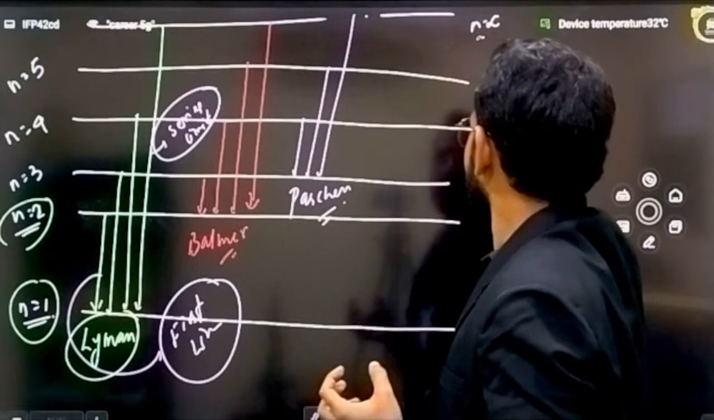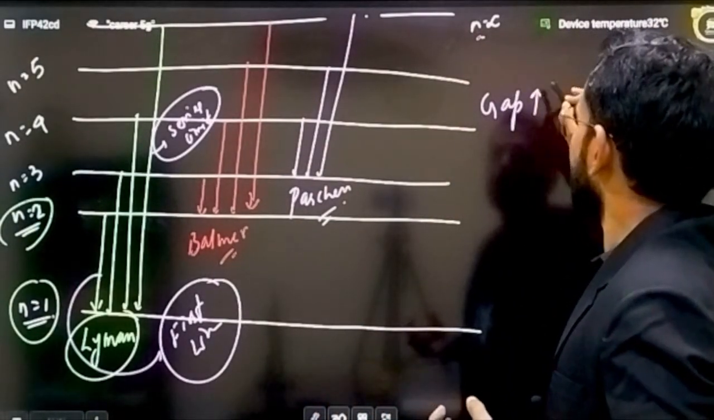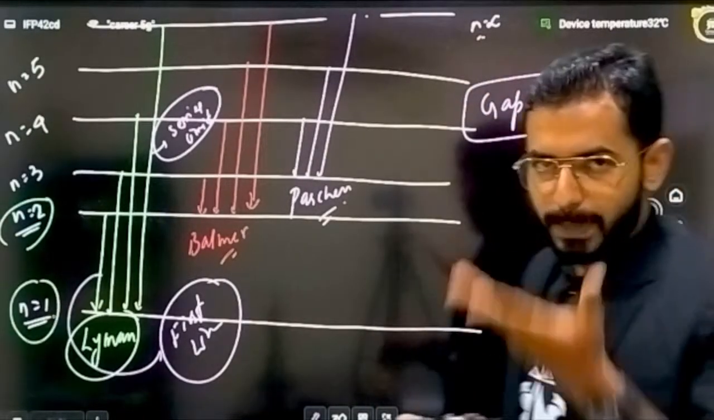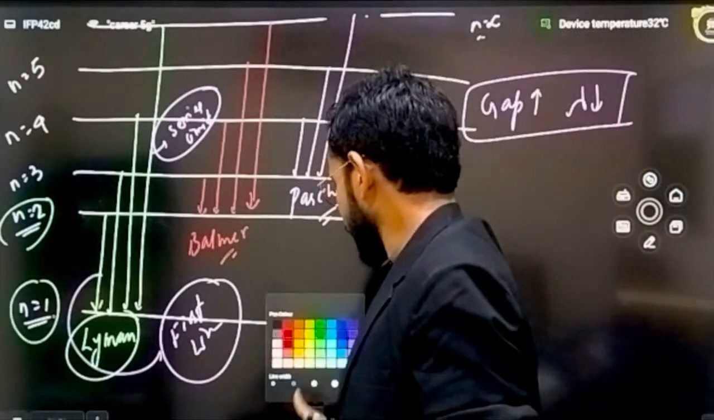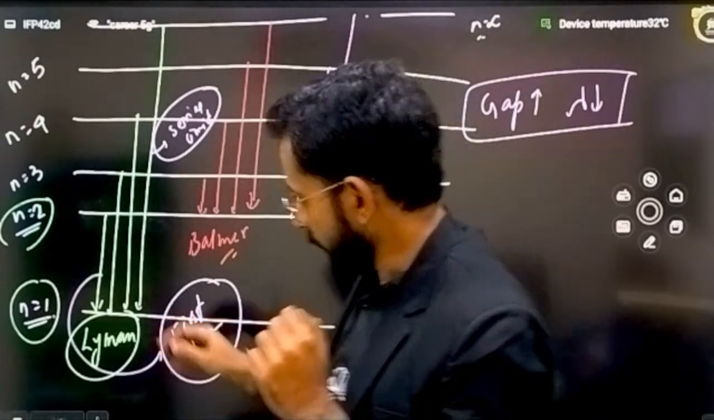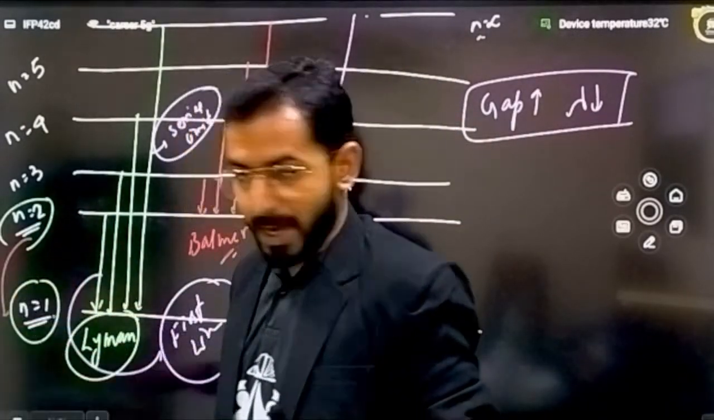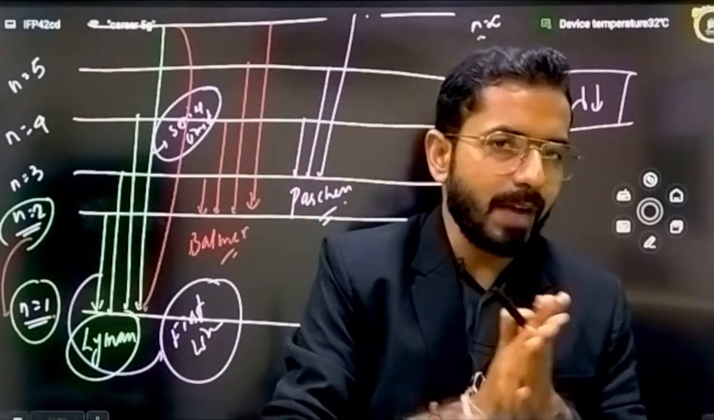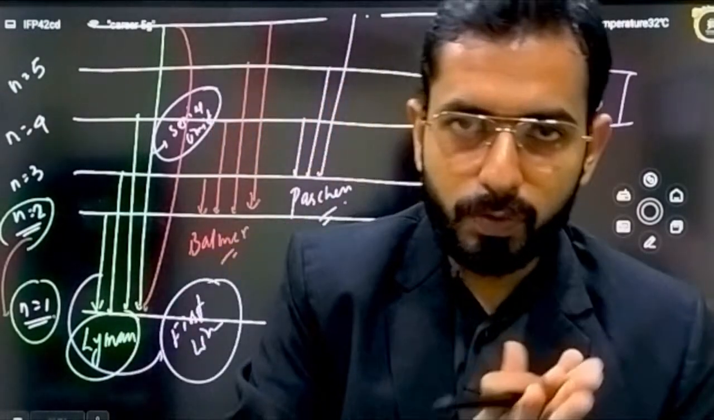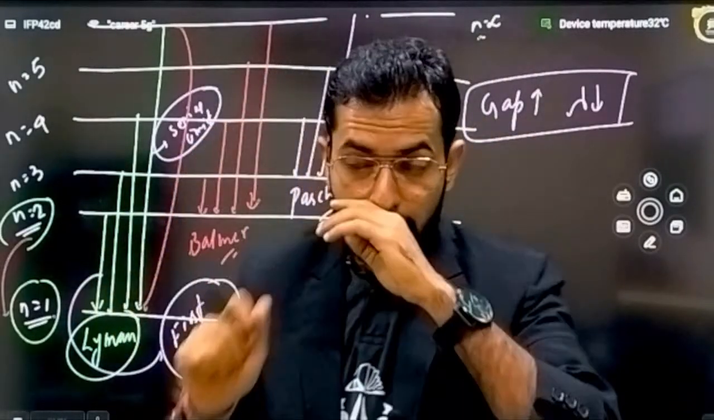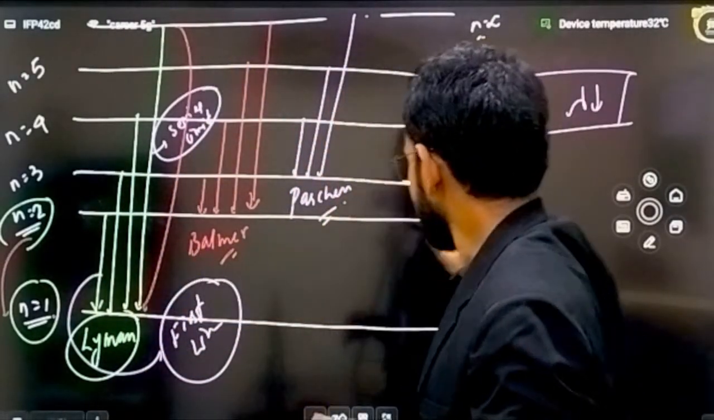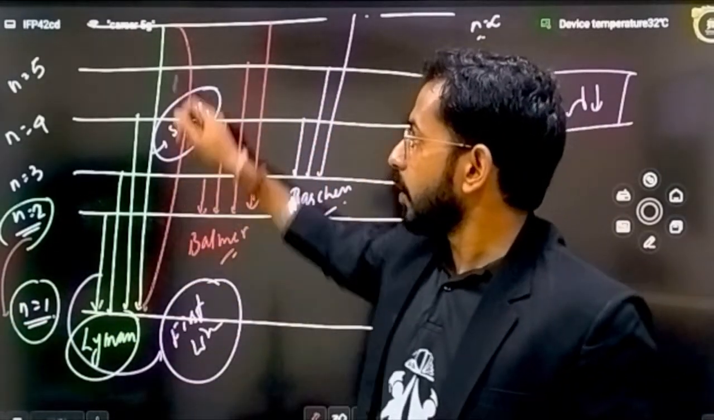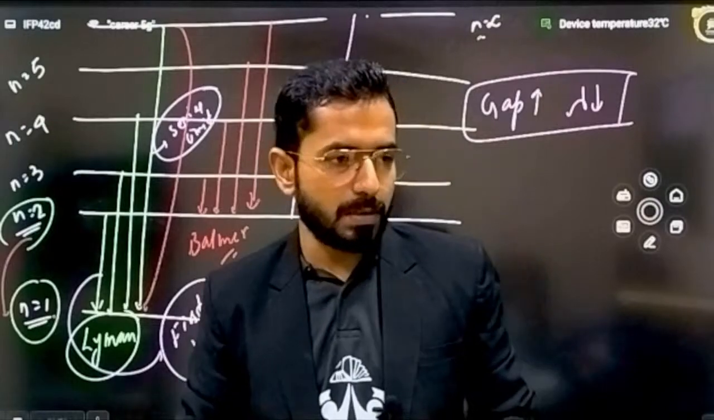Always remember, if the gap is more, wavelength will be less. Simply, if the gap is more, wavelength will be less. So an interesting question: will the transition from 2 to 1 have higher wavelength, or the transition from infinite to 1? Use your mind. When the gap is more, wavelength is less. That means wavelength will be higher for n equal to 2 to 1 as compared to the transition from n equal to infinite to 1 of the Lyman series.